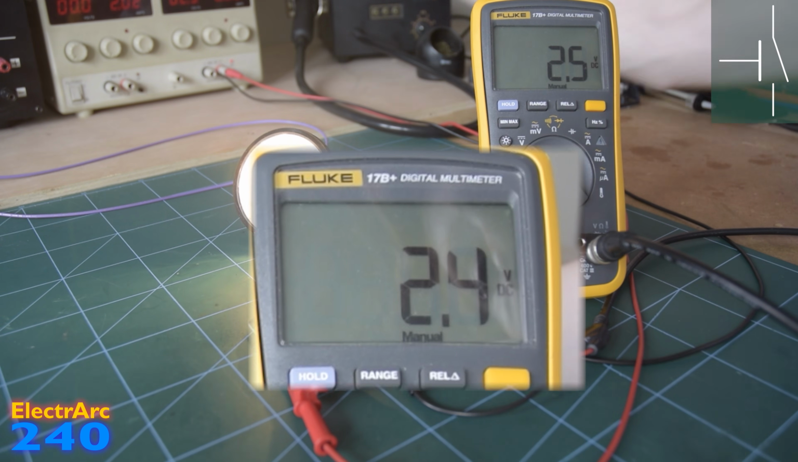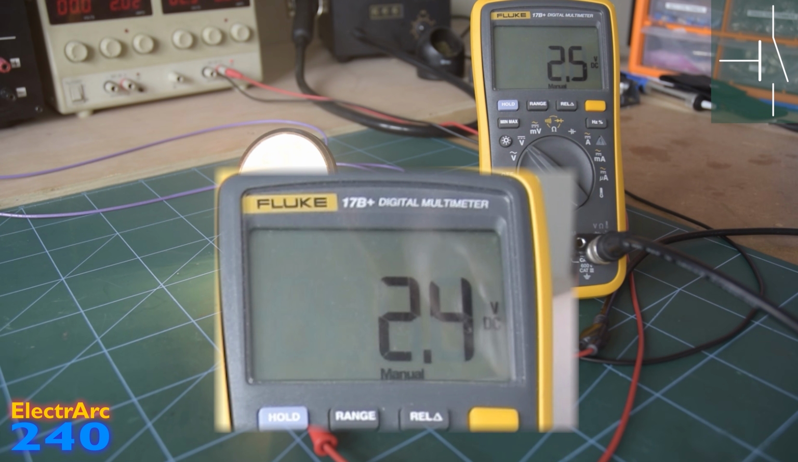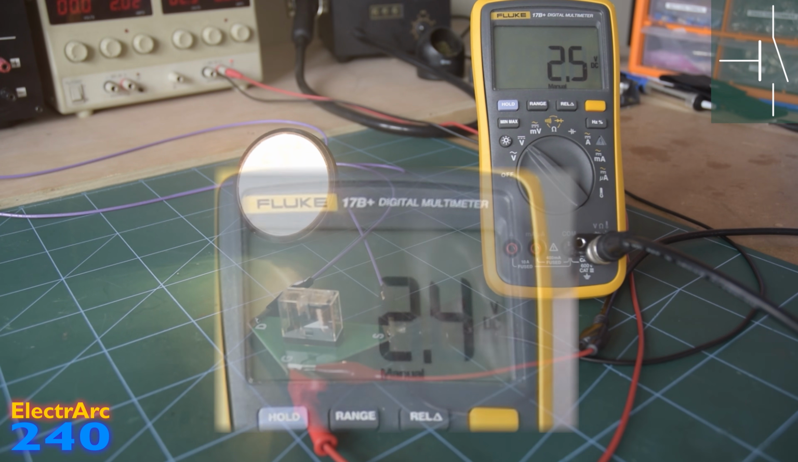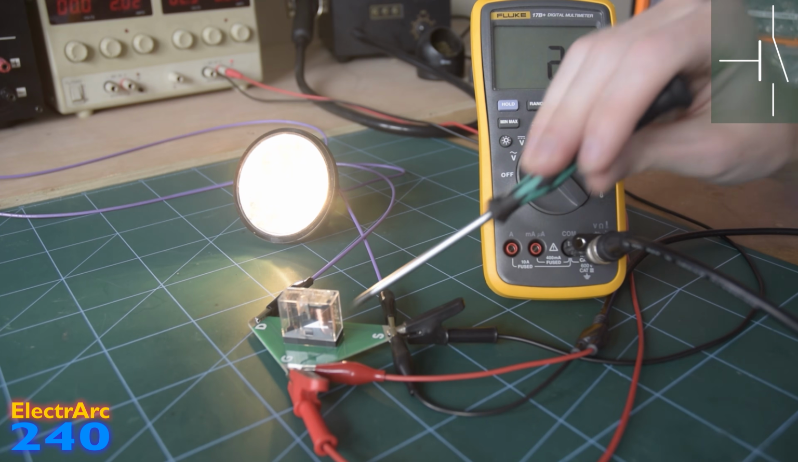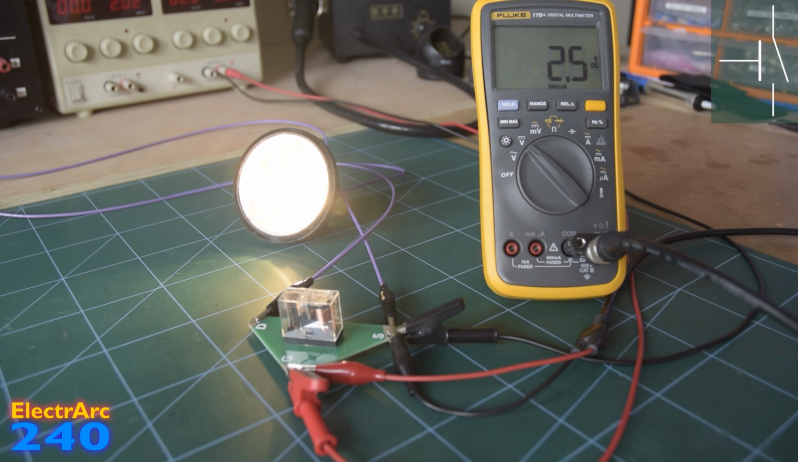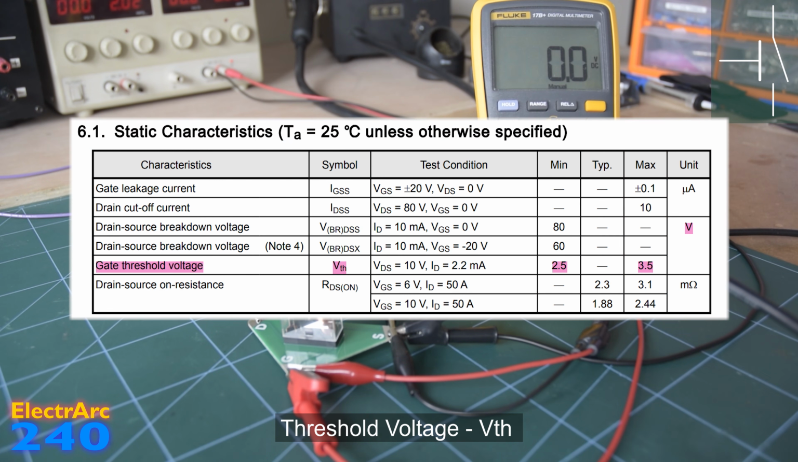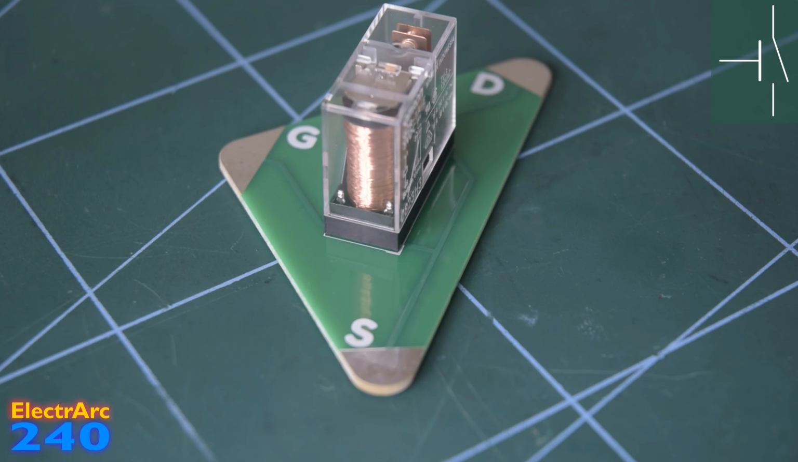There we go. So on this particular MOSFET, the threshold voltage is 2.4 volts. Any more than that between the gate and the source, and our MOSFET is on. And here you can see the threshold voltage stated in the datasheet for my chosen MOSFET for this video. As you can see, threshold voltage is not a precise thing and varies quite a bit between MOSFETs, hence why a range of 2.5 to 3.5 volts has been specified for this device.